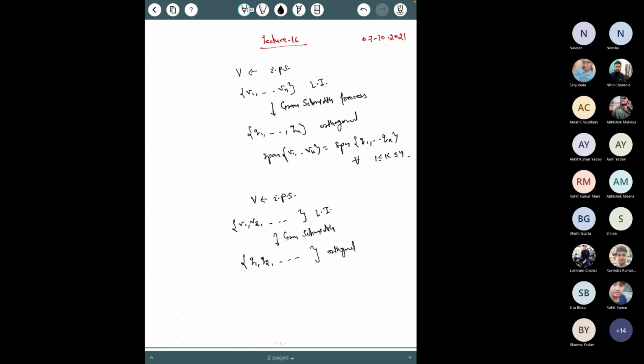What I want to say is that if we are given a square matrix A of size n cross n, then we can decompose this matrix A into two factors. One is called Q, one is called R. This is just a standard notation. Q is a unitary matrix. What is a unitary matrix? A matrix is called unitary if its columns are orthonormal.